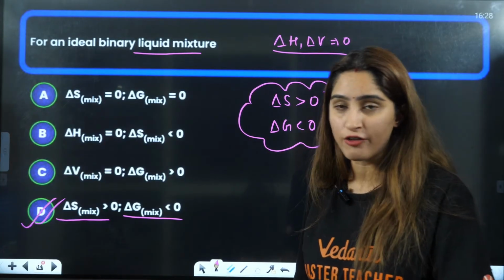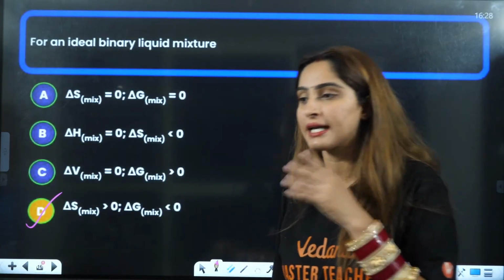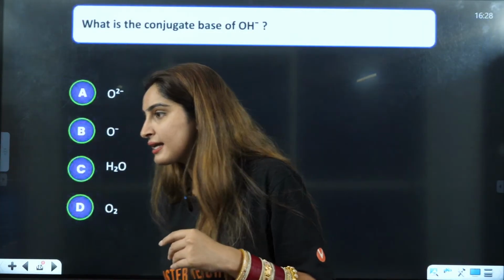It should be negative here. That is the final statement. So the answer is going to be D, the correct answer. Is that clear? Is that clear, students?